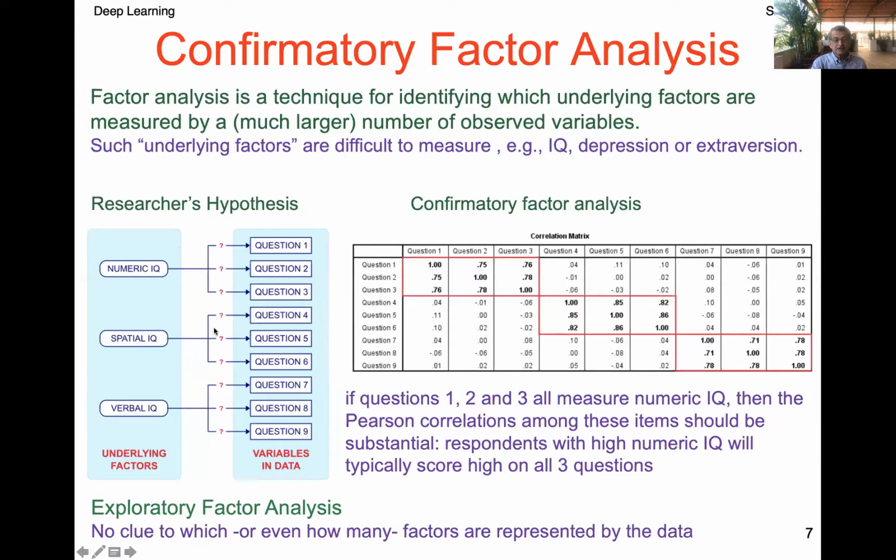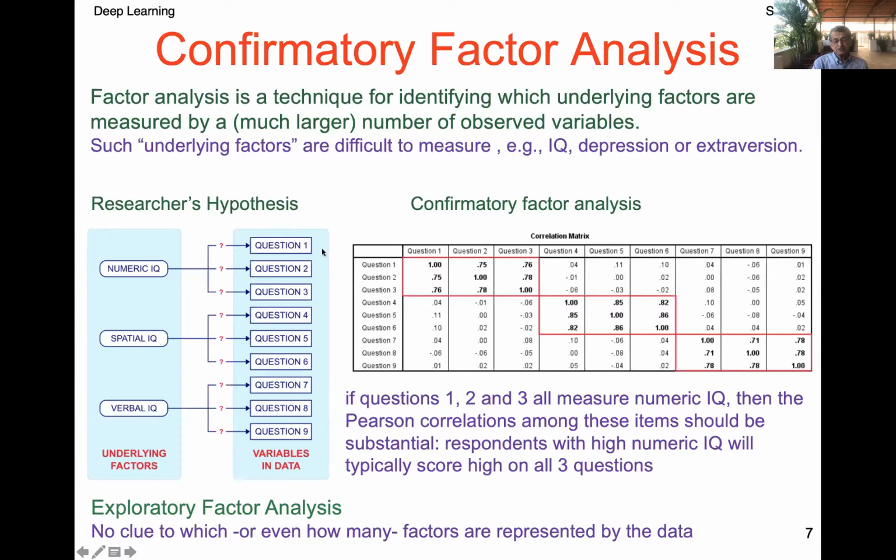For instance, here is a questionnaire. Questions 1 through 9 are questions that students actually answer. And the researcher has a hypothesis that the first 3 questions relate to numeric IQ. Next 3 questions relate to spatial IQ. And the last 3 questions refer to verbal IQ. And wants to confirm whether this is true.